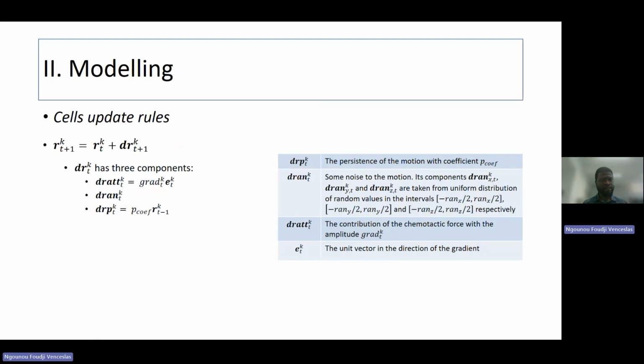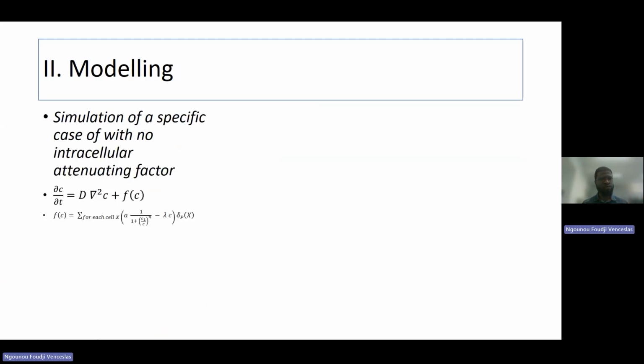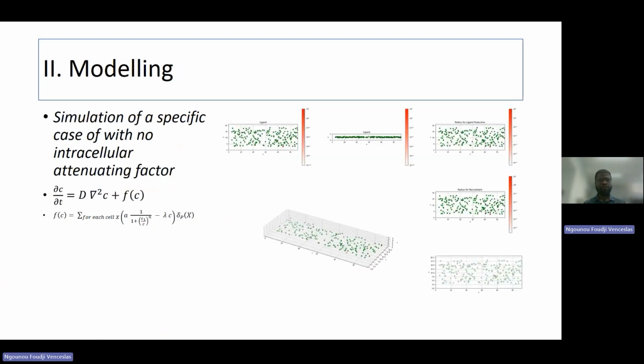And when we have this model, we can now go to the simulation, where we have a very specific case where there is no intracellular attenuation factor. You can see with me that the MIs have disappeared. And here, we simulate it in a three-dimensional environment, where the green spots represent the neutrophils, and the red spot represents the chemoattractants at the onset of the inflammation.